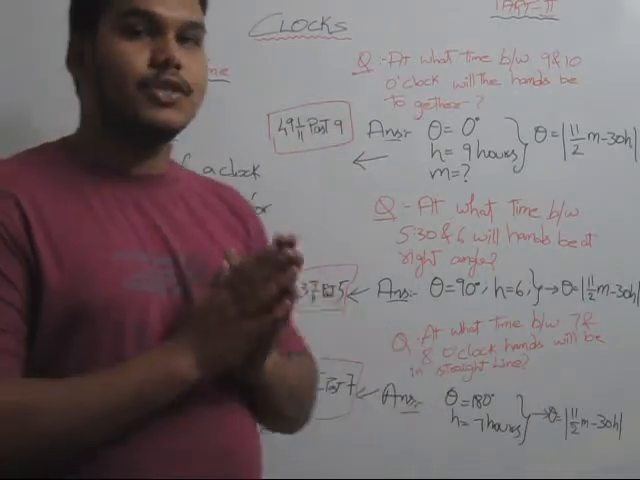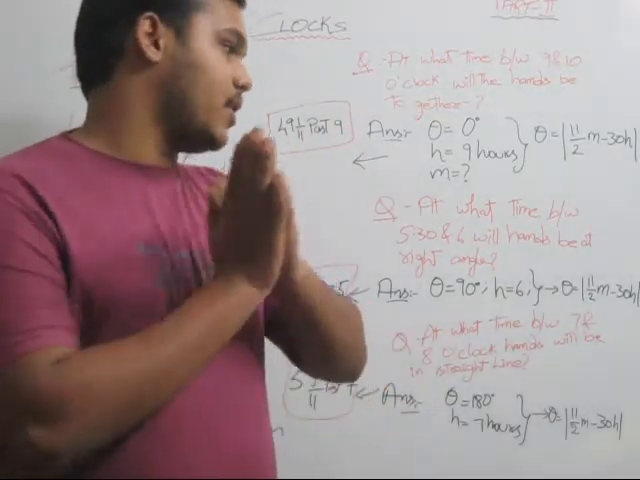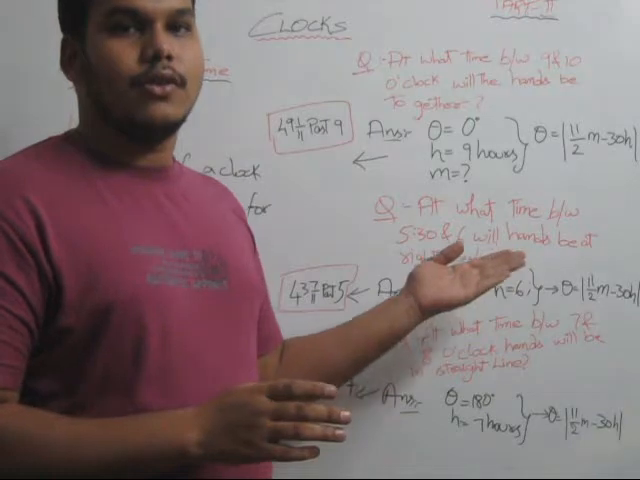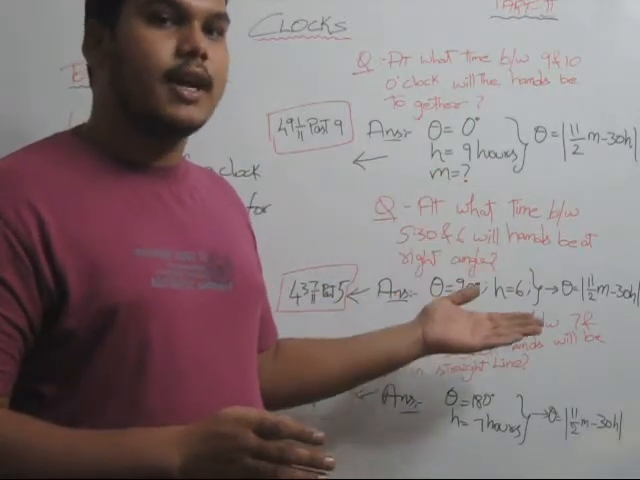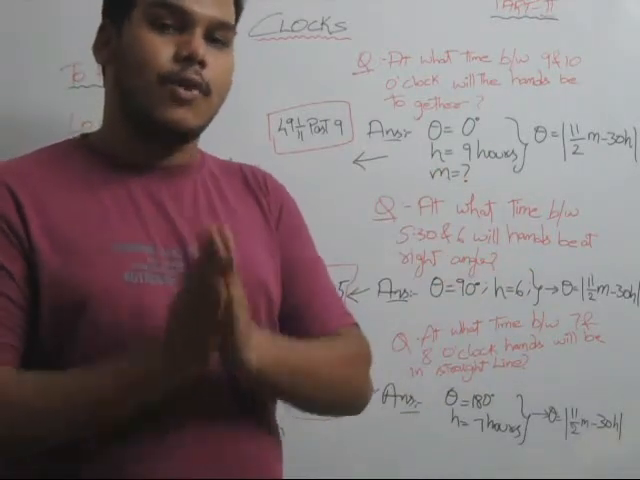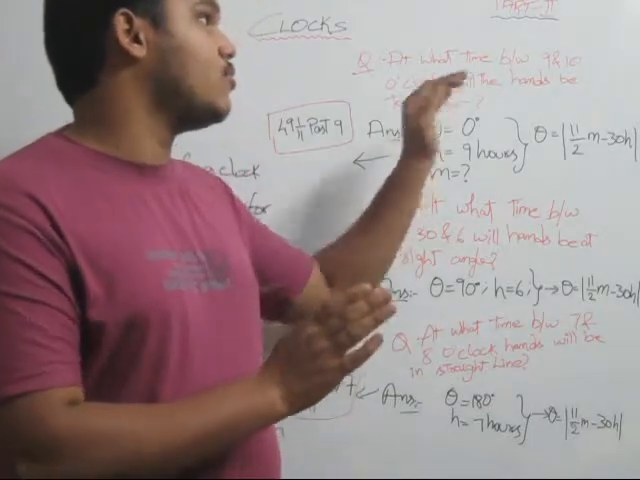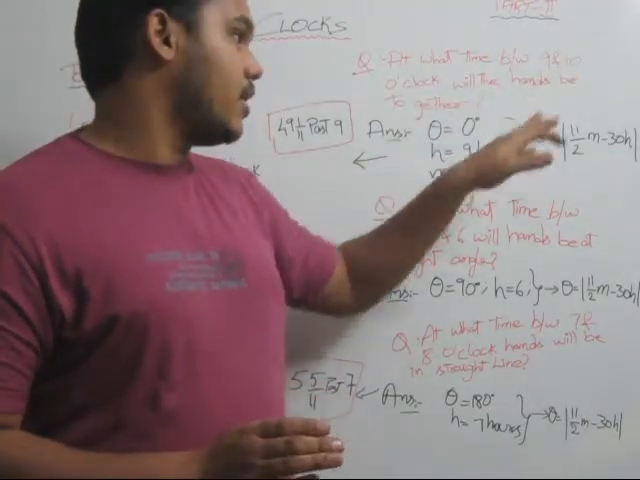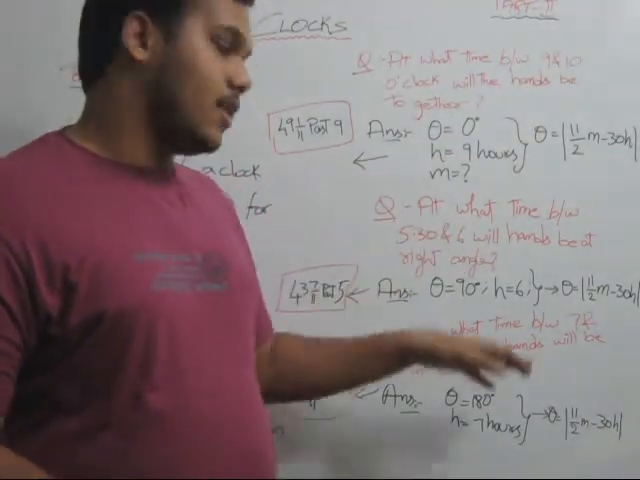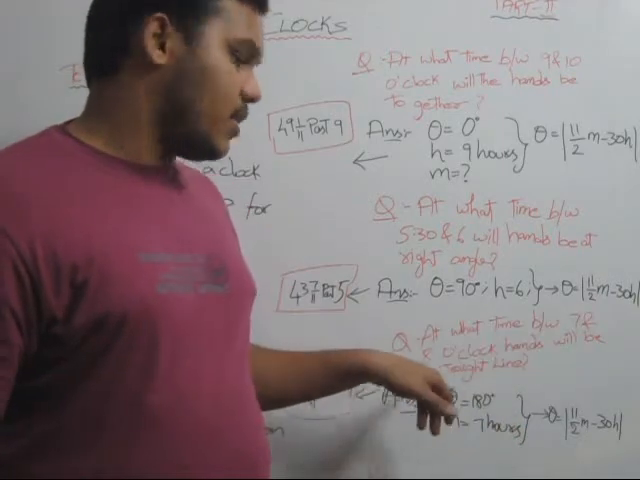In this way, the questions can be asked depending upon the theta and depending upon the values given in the options, we have to choose either 9 or 10, here either 5:30 or 6, here either 7 or 8.